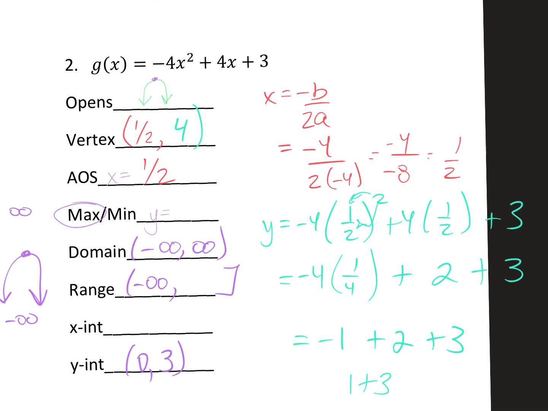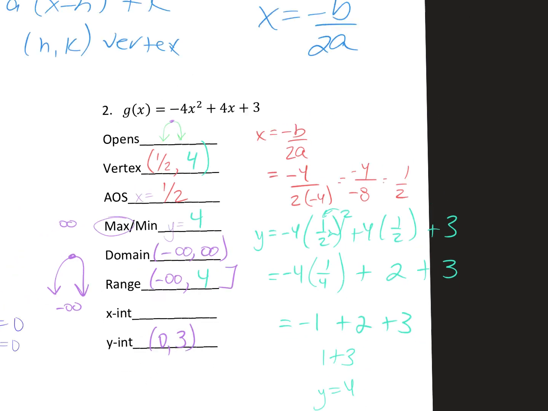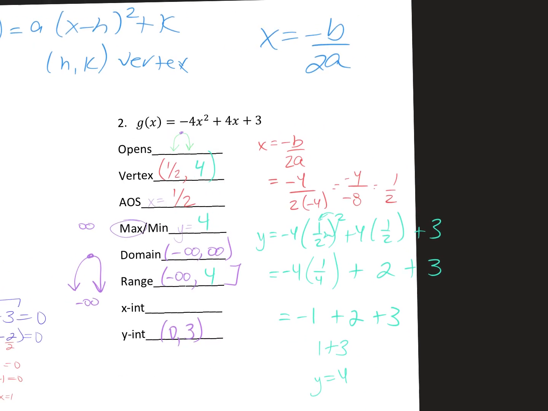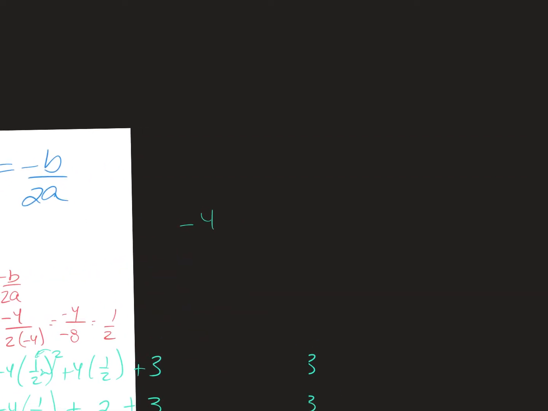What's my maximum or minimum point? 4. Where else does 4 go? In the range. Good. So we found everything that we needed to except now for y-intercepts. So we're going to do what? Set your equation equal to 0. Good. Is it plus 4x plus 3?